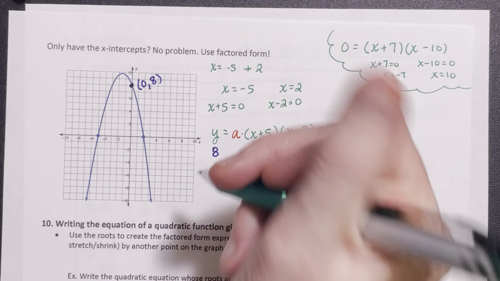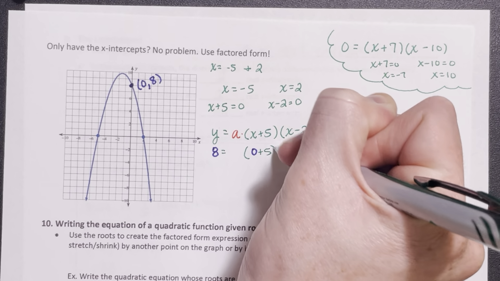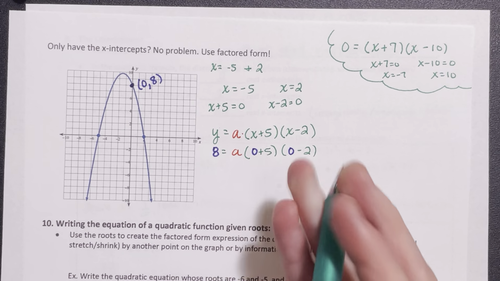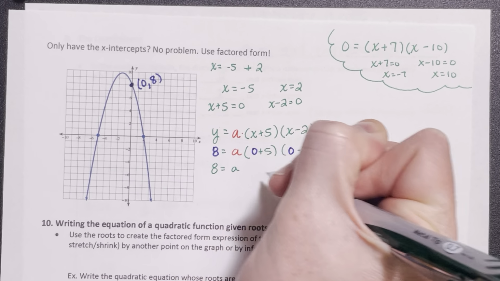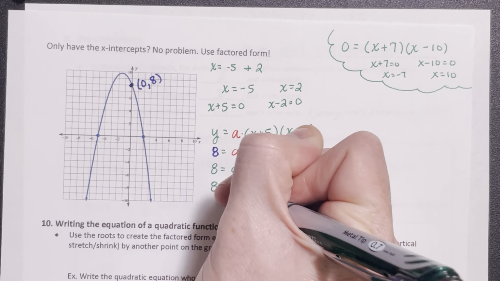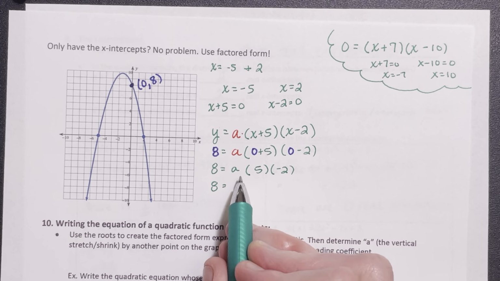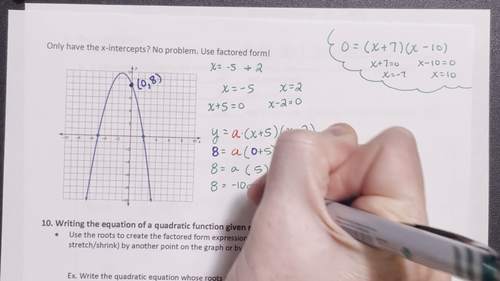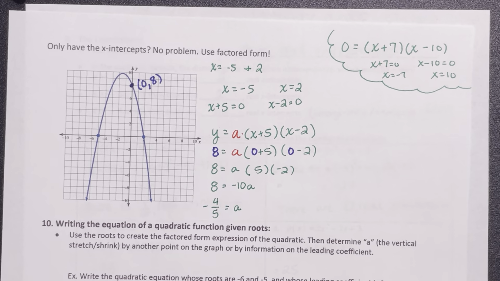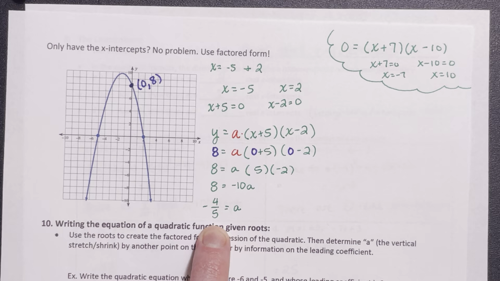I'm just going to color code this for us a little bit, and solve it out there. So you can see I've plugged in the y-intercept, and now we're solving for a. This would be 8 equals a times 5 times negative 2. 5 times negative 2 is negative 10. Negative 10 times a is just negative 10a. And dividing would give me negative 4/5. You're dividing by 10, that's 8 over negative 10, which does reduce to negative 4/5.